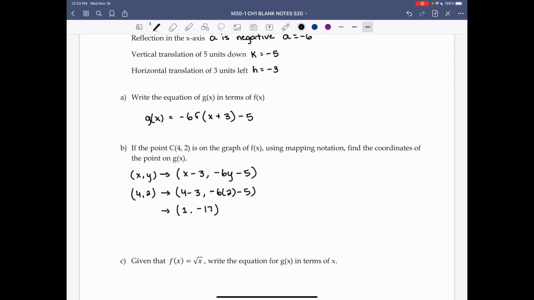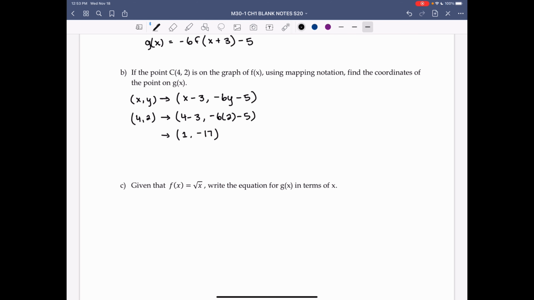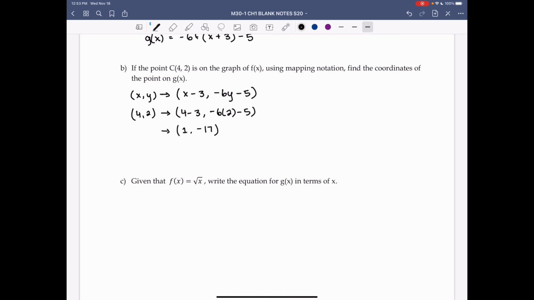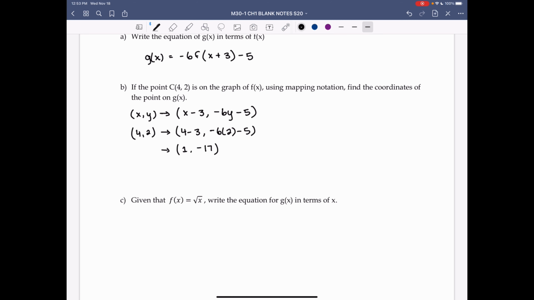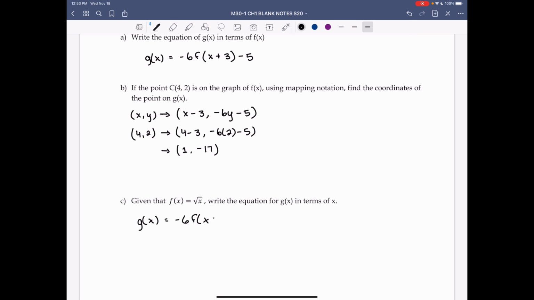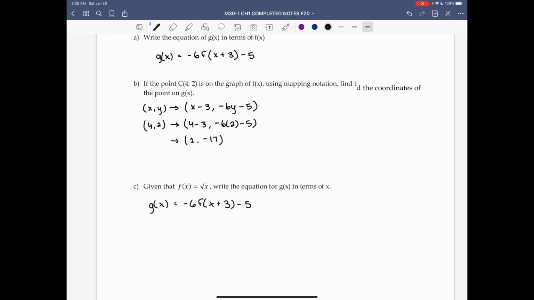Part C, given that f of x equals the square root of x, write the equation for g of x in terms of x. So we had g of x is negative 6 f of x plus 3 minus 5. Now we know that f of x is the square root function. So g of x can be written as negative 6, replace the f with the square root function because that's what f of x is. x plus 3 goes under the root, and minus 5 outside the root.